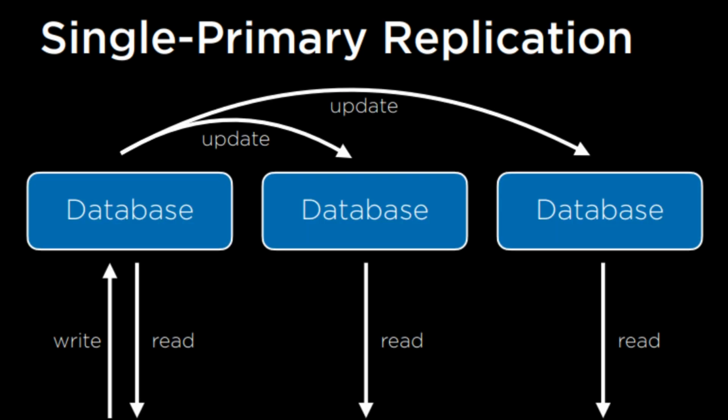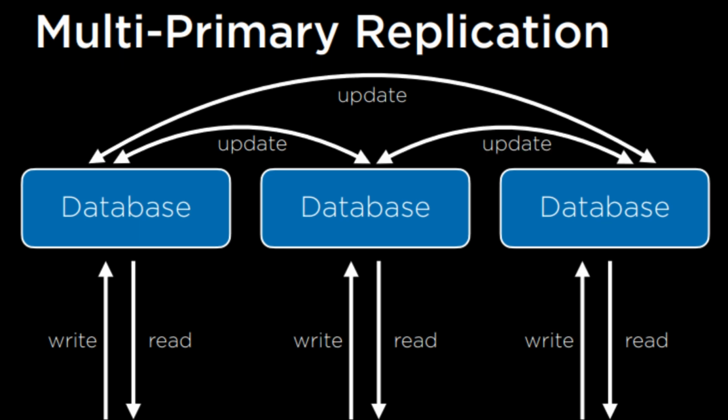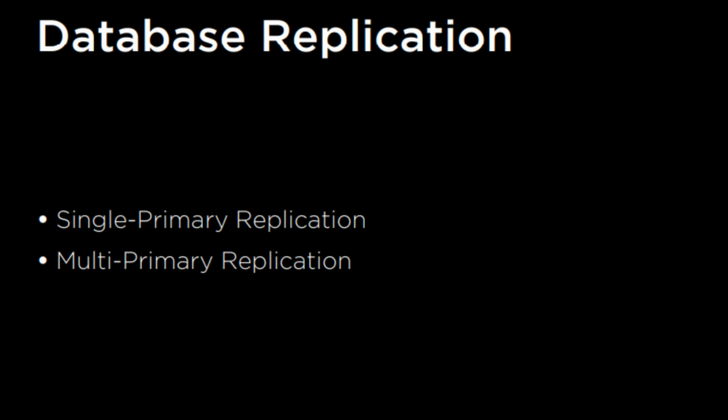So it goes like this. In single primary replication, you can see only one database is reading and writing, and the other databases are only updating and reading. But in multi primary replication, we see all the other databases also reading and writing, getting information too, and they are updating simultaneously on the other databases. So that works like this, and these are the two types of replication.